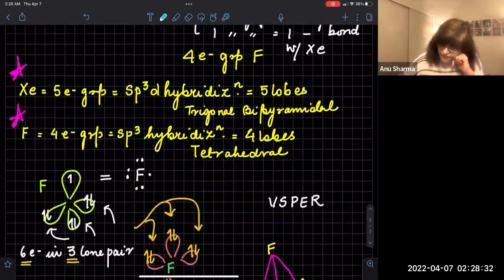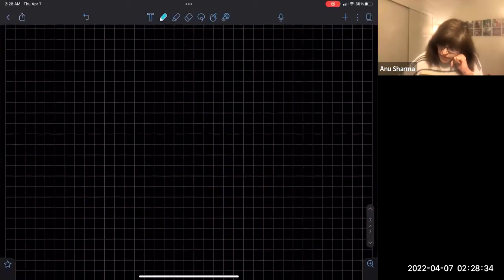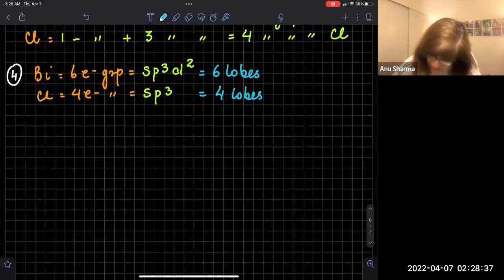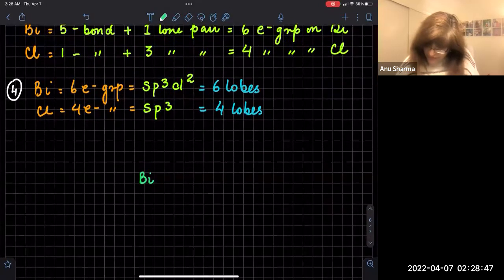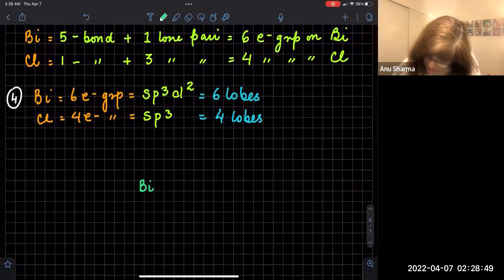Okay, so we'll start doing it now. First of all, we will put bismuth in the middle. Let's put bismuth here in the middle. And sp3d2, sorry, this relates to the octahedral shape.